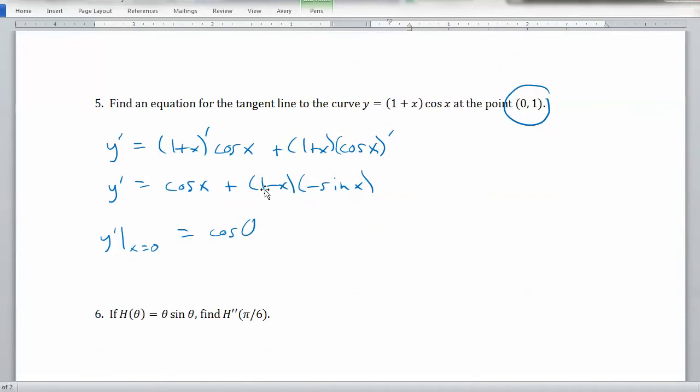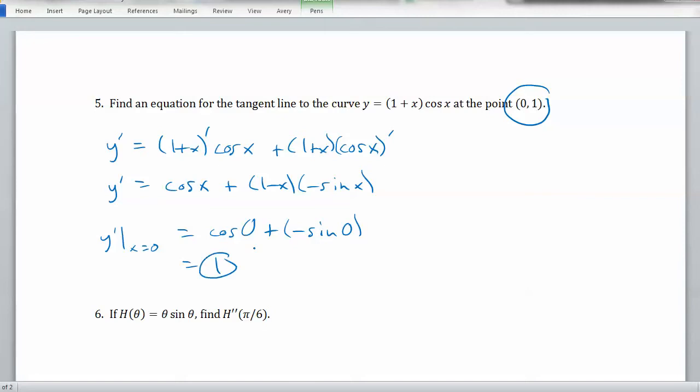Okay, so cosine theta. And I get my pen back. All right, plus 1, and then we have a negative sine of 0 as well. And cosine theta is 1, sine 0 is 0, so we get an exciting answer of 1 for the slope of the tangent line.